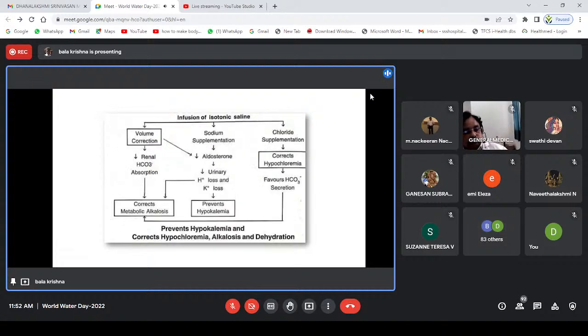The infusion of normal saline, 0.9% saline, corrects the volume loss in this patient, which results in decreased bicarbonate absorption. The sodium and chloride, 154 milliequivalents per liter in normal saline, correct the sodium and water deficit. The sodium supplement reduces aldosterone secretion from the RAS system, and decreases potassium and hydrogen loss from the distal tubules of the kidney. This corrects the hypokalemia, alkalosis, and dehydration.